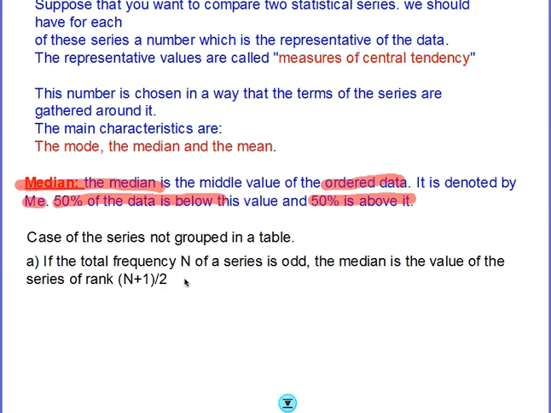First of all, you look at your total frequency. If the total frequency, which I will denote by capital N, is odd, the median is the value of the series of rank (n + 1) / 2. What do we mean by this? Let's take an example.